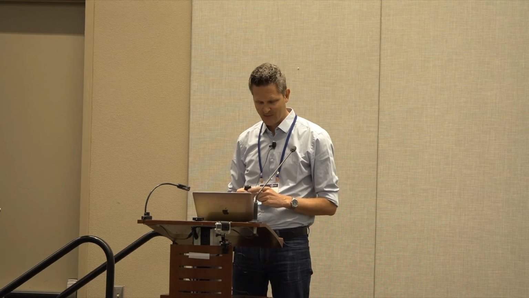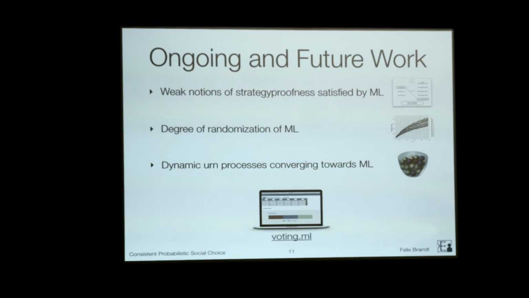And finally, let me just mention this website, voting.ml, where ML is not machine learning, it's maximal lotteries in this case. This website just allows you to play around with maximal lotteries. So if you got interested, you can open this website and compute it for some preference profiles and see what maximal lotteries is doing. Thanks very much.